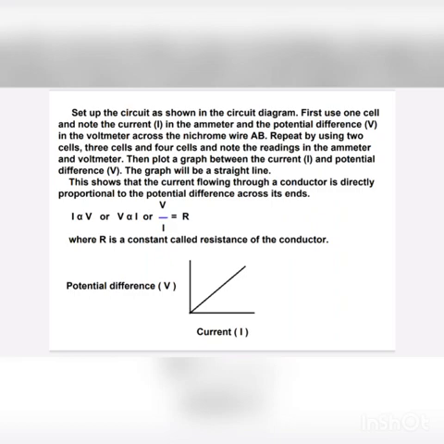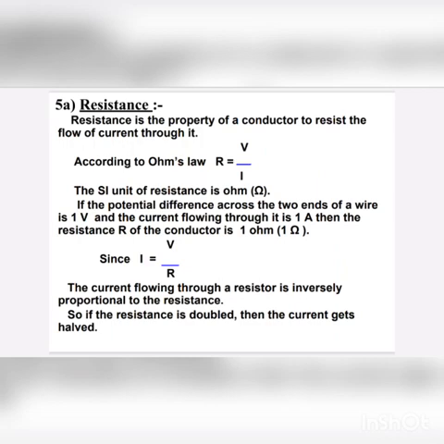Now we can see here R is V upon I. Its SI unit of resistance is ohm. If the potential difference across the two ends of a wire is 1 volt and the current flowing through it is 1 ampere, then the resistance R of the conductor is said to be 1 ohm. Since I is equal to V upon R, the current flowing through a resistor is inversely proportional to the resistance. In other words, if the resistance is doubled, then the current gets halved.